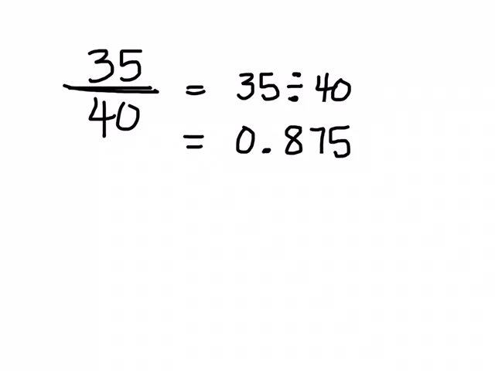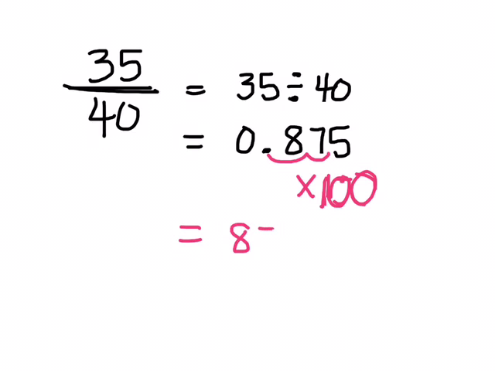0.875. But is that a percentage? Good. To turn this into a percent, we need to multiply by 100. But multiplying by 100 means that you're moving the decimal 2 places to the right. So this would be 87.5%, but we would round it off. So what would it be? 88. Good.